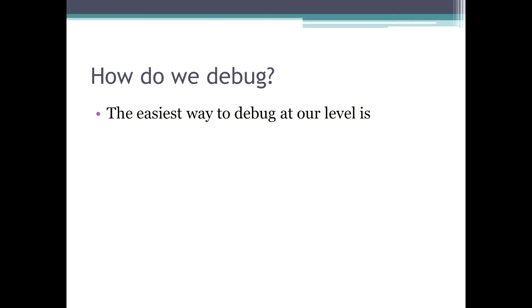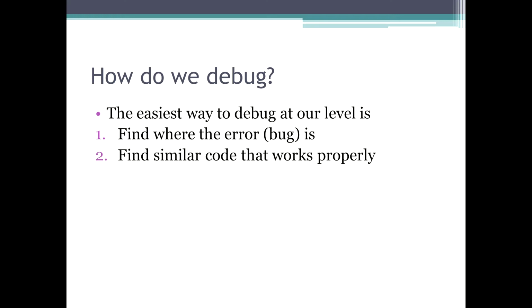Easiest way to debug, at least at the level we're working at, is a couple of stages. First of all, we find out where the bug is. Python makes this really easy for us because when we try to run it and it doesn't work properly, we get a wee error message at the side telling us where it is.